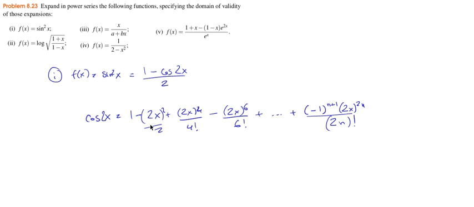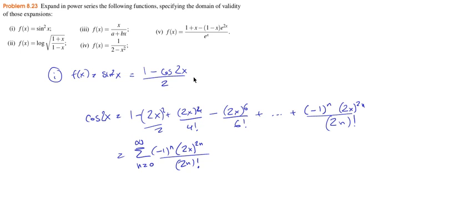So this is 1 minus that. You can write the series as the sum from n equals 0 to infinity of minus 1 to the n times 2x to the 2n divided by 2n factorial. Yes, so the first term is 1, that's good.